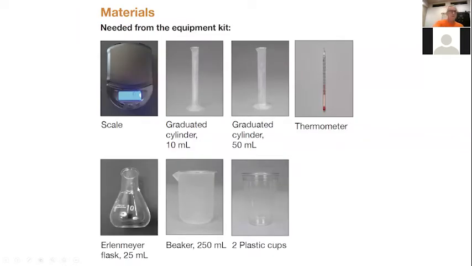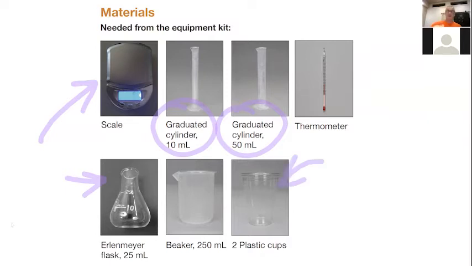We're going to be using our scale to measure masses. And then we're going to be using 4 different things to measure volume: a 10 mil graduated cylinder, a 50 mil graduated cylinder, a 25 mil flask, and a 250 mil beaker. And you're also going to need 2 plastic cups that are the same.